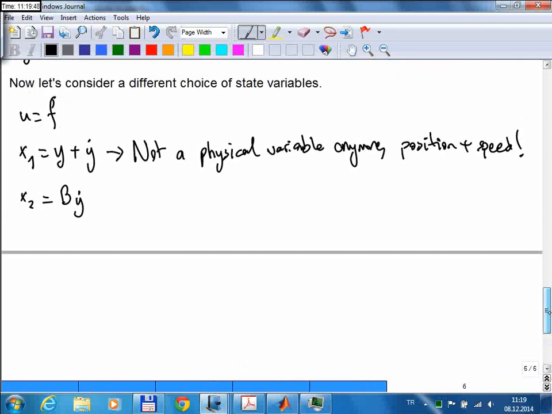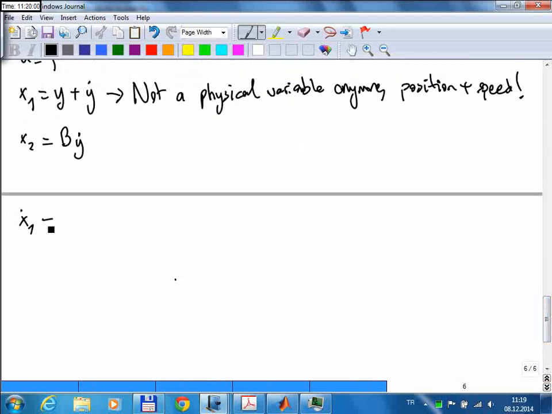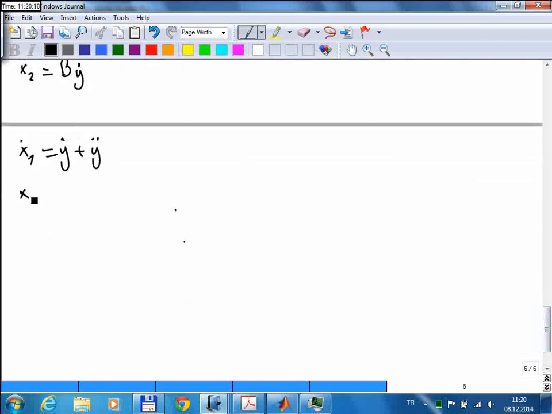Okay, so suppose that for whatever reason you are asked to write state equations by using these state variables. So the procedure is the same. I should write the derivatives of these state variables. x1 dot is equal to y dot plus y double dot. And then the second state equation should be x2 dot is equal to b times y double dot. And as always, these equations are not acceptable because I should write the right hand side in terms of state variables.